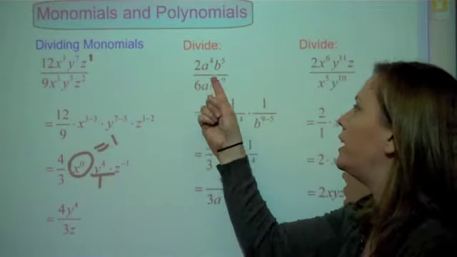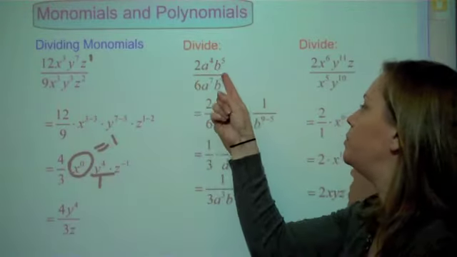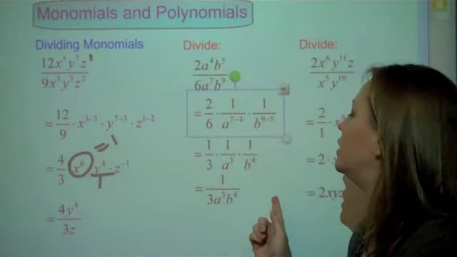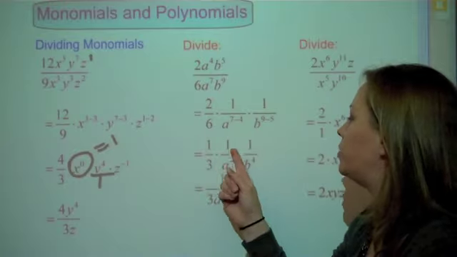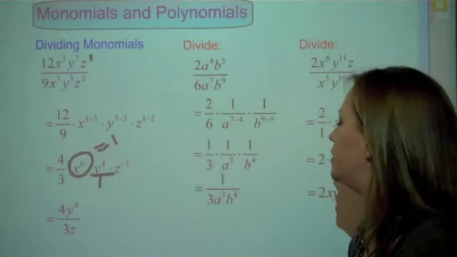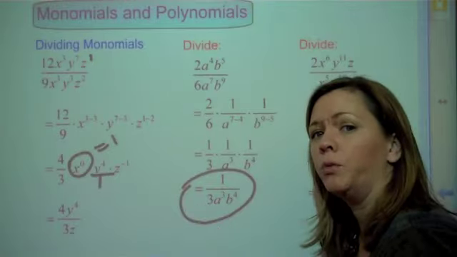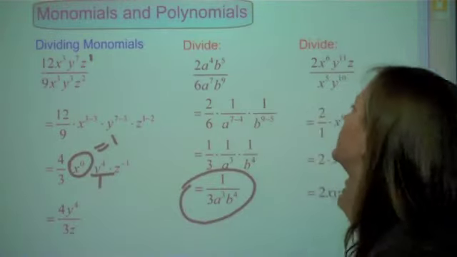times 1 over a to the 7 minus 4 times b, 1 over b to the 9 minus 5. So simplifying that, we get 1/3 times 1 over a to the 3rd times 1 over b to the 4th. Multiplying that all back together, 1 over a cubed b to the 4th. All right, one more example.